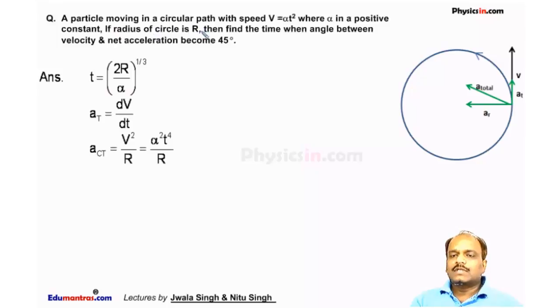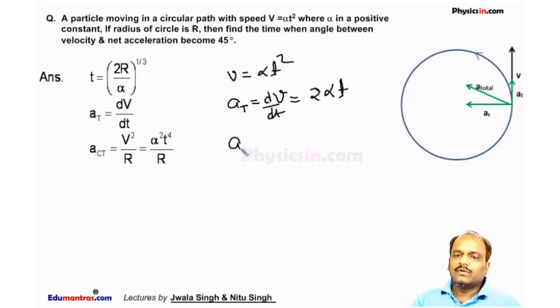If the radius of the circle is r, then find the time when the angle between velocity and acceleration becomes 45 degree. Let the velocity v, we know v is equal to alpha into t square. So the tangential acceleration can be written as dv by dt, and that is equal to 2 alpha into t. This is the tangential acceleration of the particle, and we know normal acceleration is equal to v square by r.